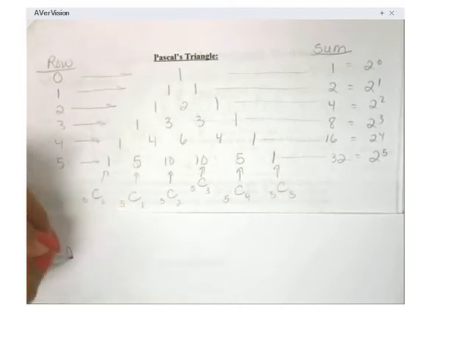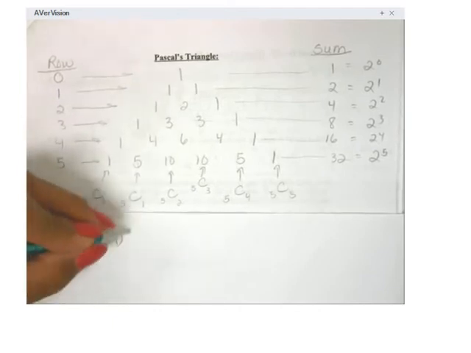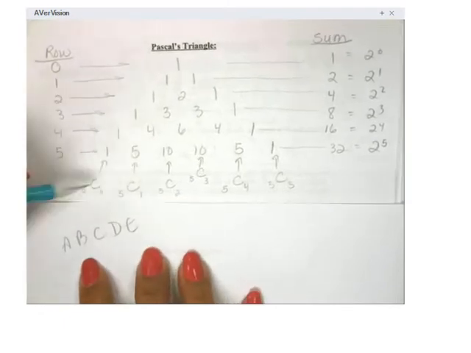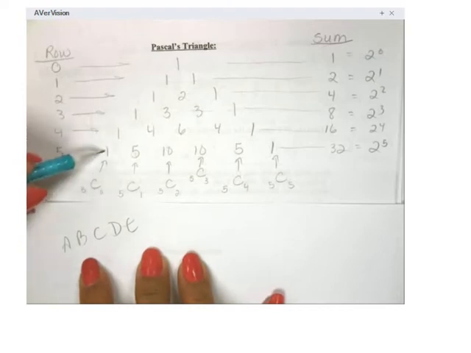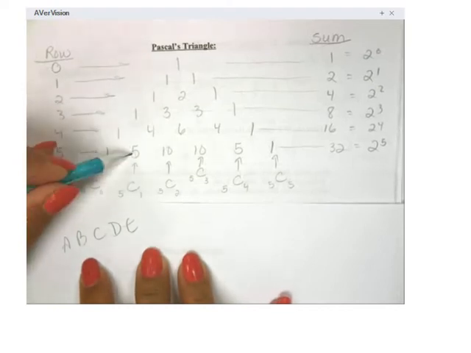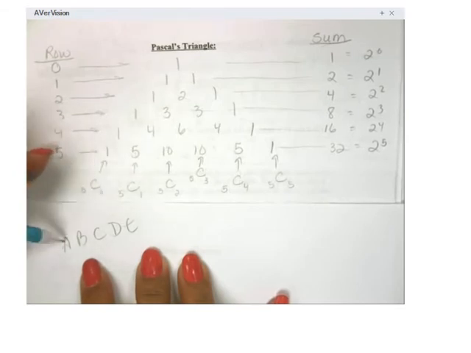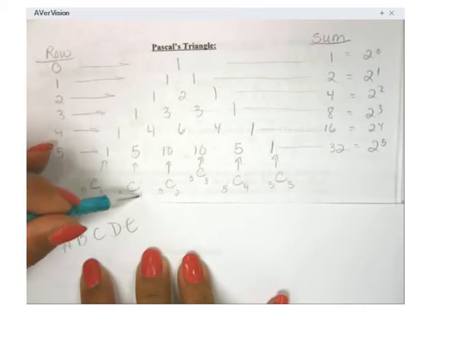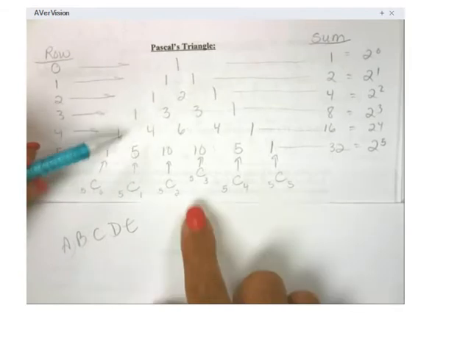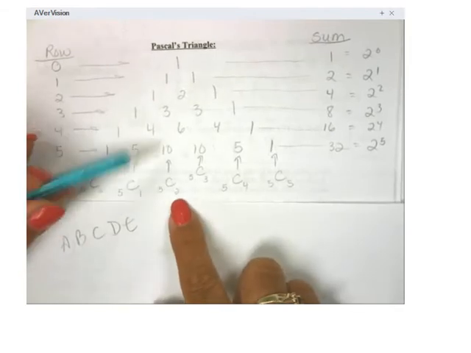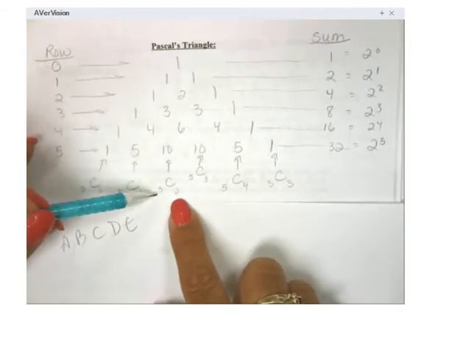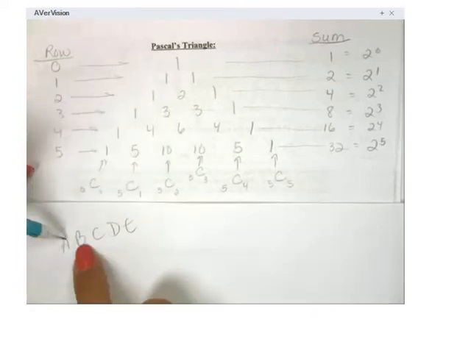But for us, the context that we really want to see is that each of these is a combination. This is a combination of 5 choose 0. So if I have 5 things, say I have A, B, C, D, E, 5 letters, and I want to know how many groups I can get from these 5 if I don't pick any. Well, there's 1. You just don't pick any. 5 choose 1. I have 5 things to pick from, and I want to know how many groups of 1. Well, I can have A, B, C, D, or E. So there are 5 groups.